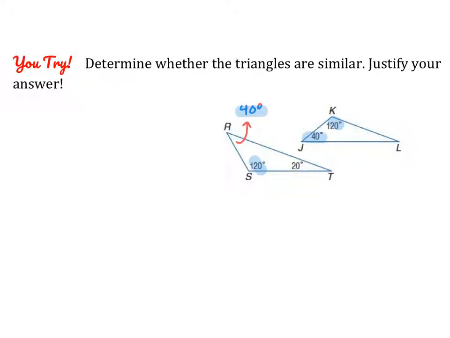So you don't even need to find this third missing angle, although you could, because we already have enough information to state that these two triangles are similar because of angle-angle similarity. So always remember that if you have two of the angles within a triangle, you can always find the third angle.